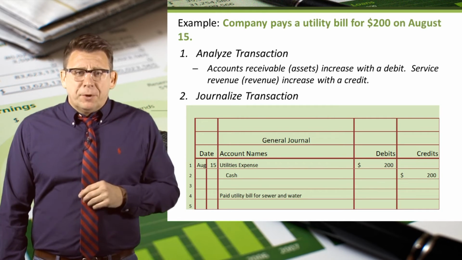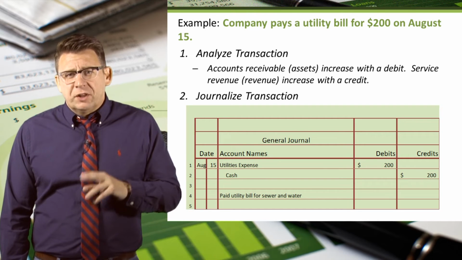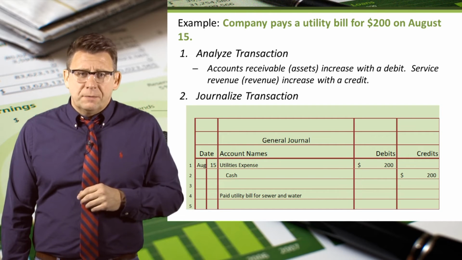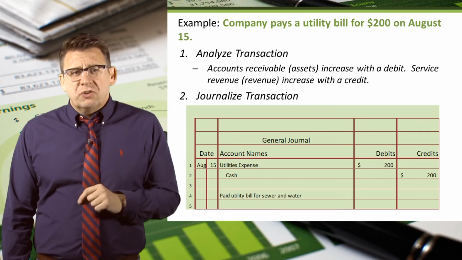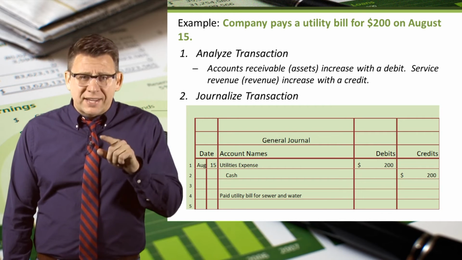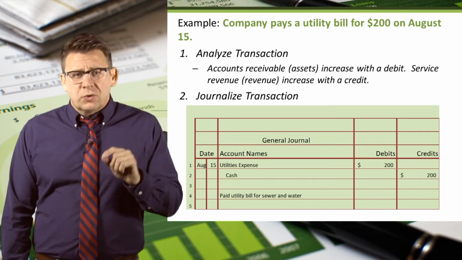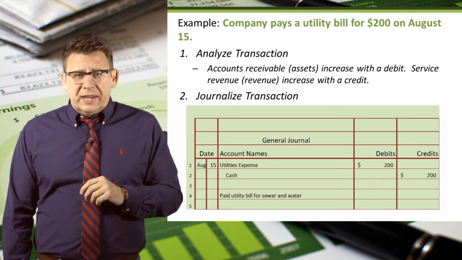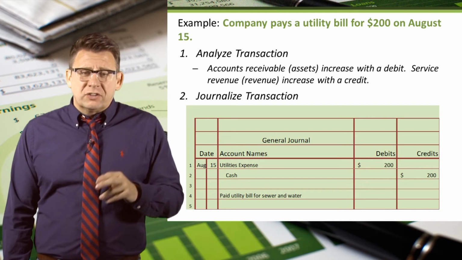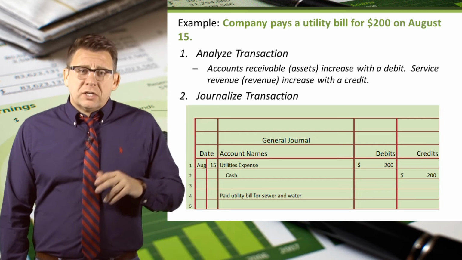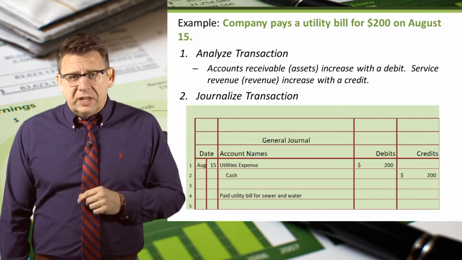The last example, a company pays a utility bill for $200 on August 15th. When we analyze this transaction, we determine the cash, an asset account, is decreased with a credit, and utilities expense, an expense account, is increased with a debit. So we'll enter the date, August 15th.